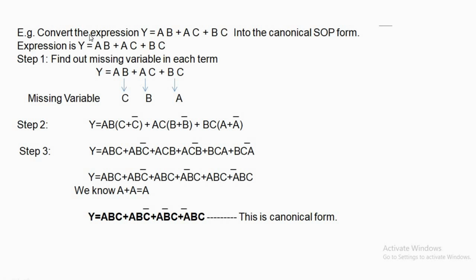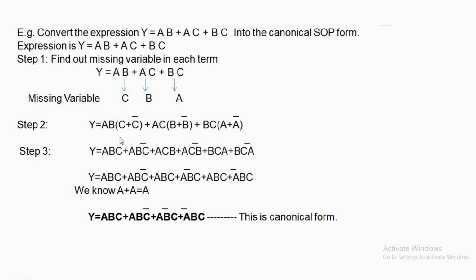So here, convert the expression Y = AB + AC + BC into canonical SOP form. Basically in this expression, how many variables are there? 3 variables are there, A, B and C. So to convert this standard form to canonical form, each term should contain 3 variables. So first step, find out the missing variable in each term. In the first term C is missing, in the second term B is missing and in the third term A is missing.